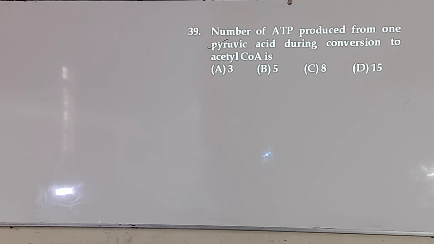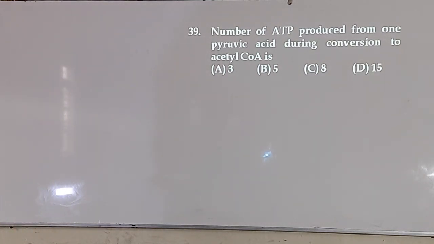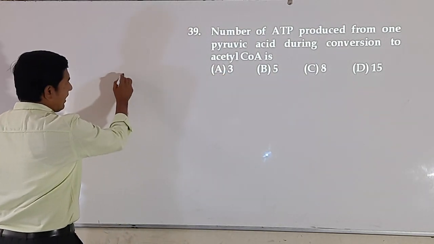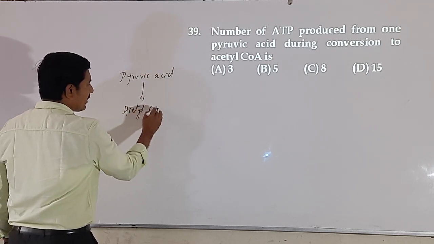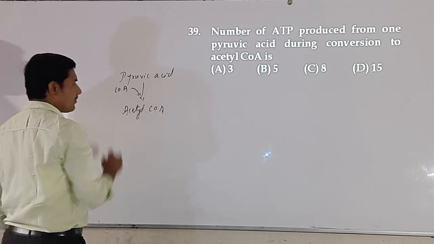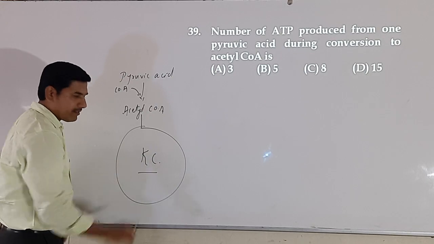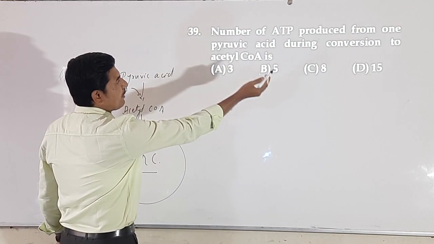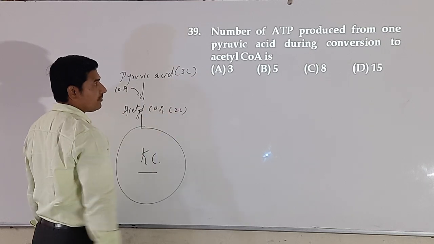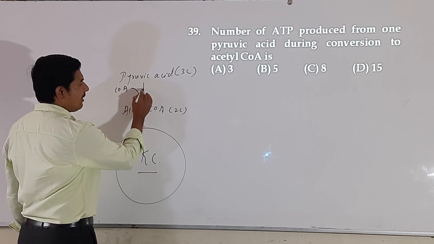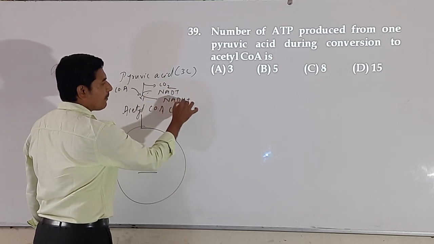Then the next one is the number of ATP produced from one pyruvic acid during conversion to acetyl coenzyme A. Now pyruvic acid is converted into acetyl coenzyme A. Here one coenzyme A gets added. Look at your NCERT. After this, the Krebs cycle runs. The number of ATP produced from one pyruvic acid, this is one to one. This is a 3 carbon, this is a 2 carbon. During conversion to acetyl coenzyme A, one carbon dioxide is released, and then one molecule of NAD plus becomes NADH plus H plus.